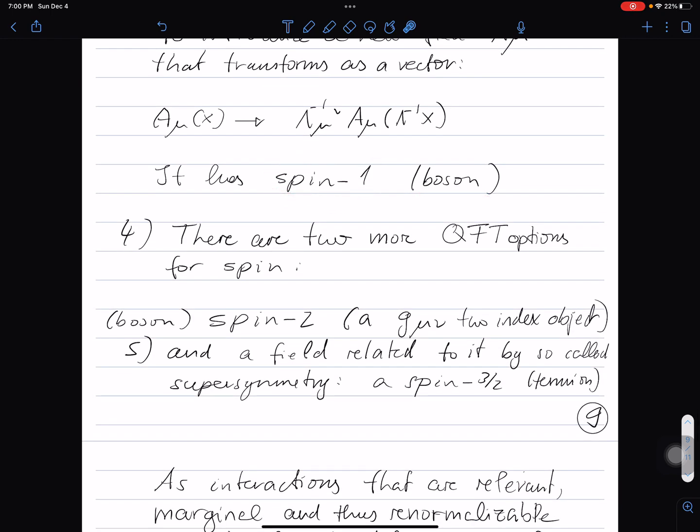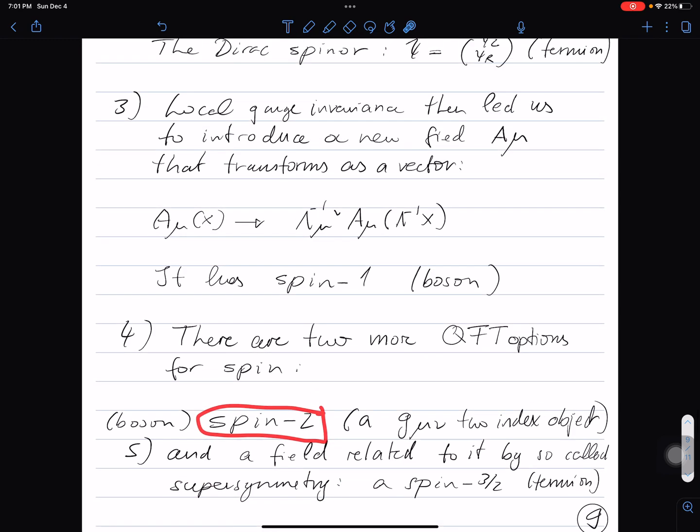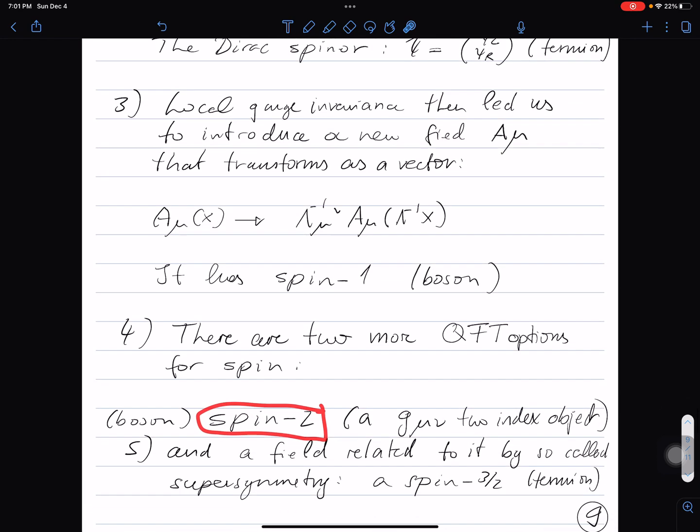There are also 2 more options in QFT for spin. For example, the spin 2 particle. It's essentially a tensorial field with 2 indices, and the field that is related to this spin 2 field by the so-called supersymmetry transformations is a spin 3/2 fermion, while the spin 2 is a boson. So those 5 options of spins exhaust the menu of particles of different spin that we can have in quantum field theory. Other higher spin theories are not really well defined.